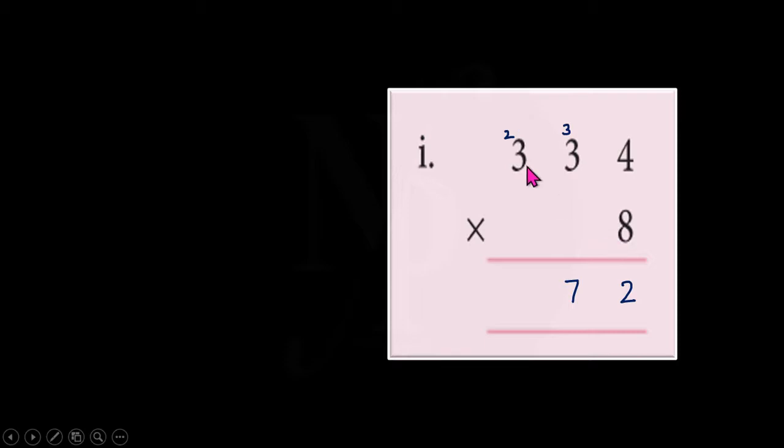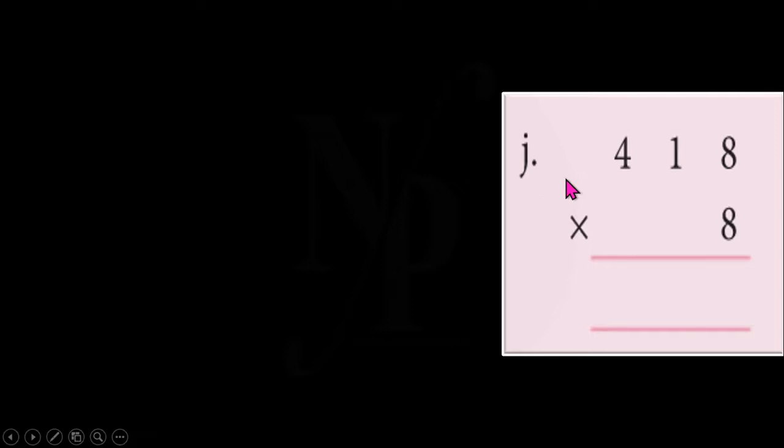Now we multiply 3 by 8. 8 threes are 24. 24 plus 2 is 26. So we get 2672 as the product of 334 and 8. Next question is J. Here we have 418 into 8.